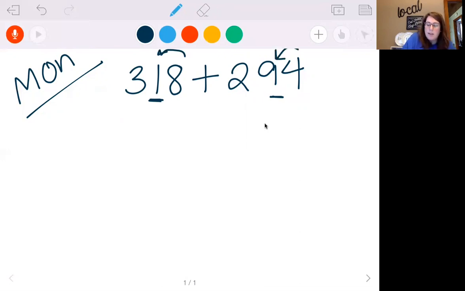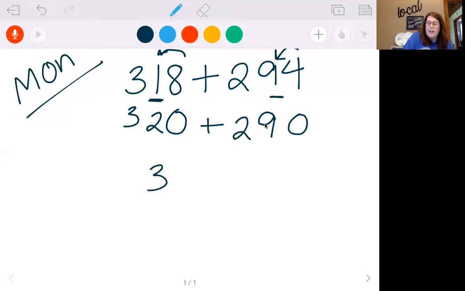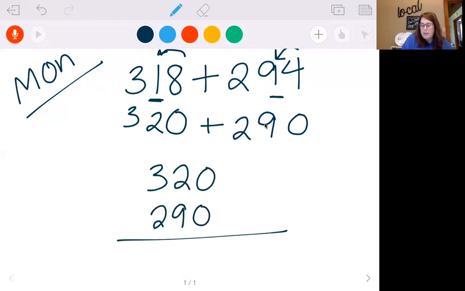So right here, the 8 makes the 1 turn into a 2. We keep everything on the left side, put everything on the right side as zeros. That 4 makes that 9 stay the same. Keep that 2, change the 4 to a 0. So let's add that up. 320 plus 290. 0 plus 0 is 0. 9 plus 2 is 11. So I'm going to put my 1, carry my 1. 3 plus 2 is 5, plus 1 is 6. So if we rounded those to the nearest tens and estimated, it's about 610.